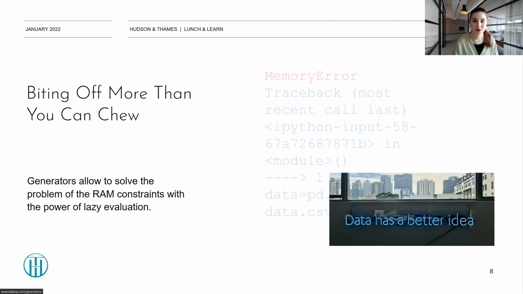I hope I was able to change your perspective on generators, or at least make you look at them in a different way, or in a way that you haven't seen them in before. There are more things that can be done. You can slice a generator. You can do even more operations using libraries like itertools, but this is a topic for another day.